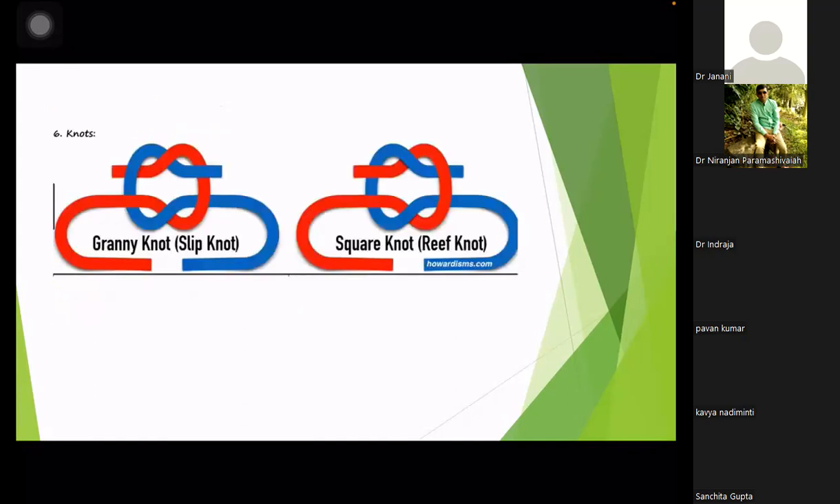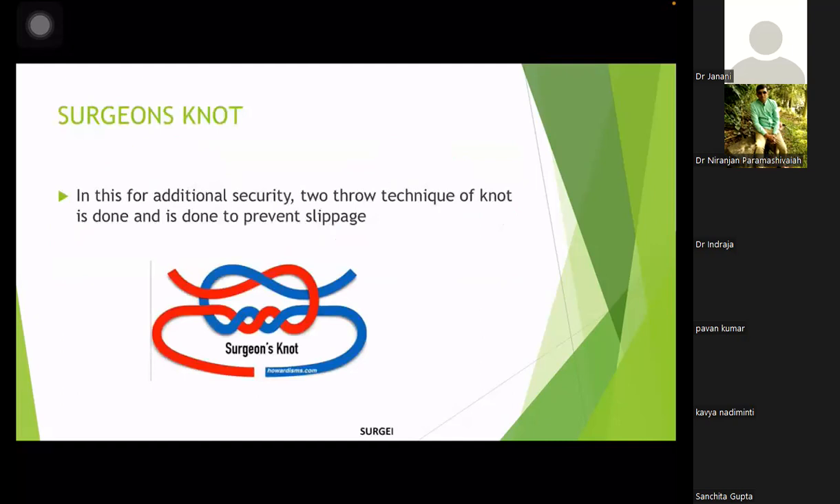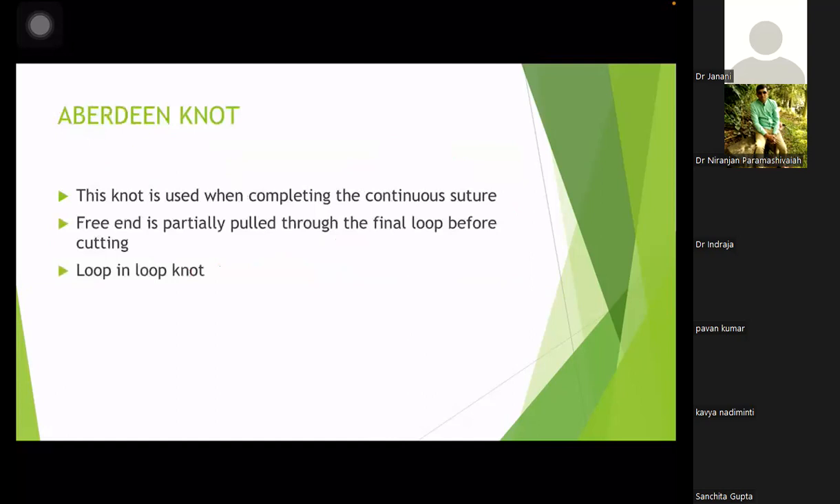And these are the images of granny knot and square knot, in which the suture material, which is blue in color, passes on the same lower side in the square knot. In the granny knot, it is one on the upper side and one on the lower side. And the surgeon's knot is for additional security, in which a two-throw technique of knot is done, to prevent slippage. And Aberdeen knot is also called a loop-in-loop knot, in which the free end is partially pulled through the final loop before cutting. This knot is used in continuous sutures.